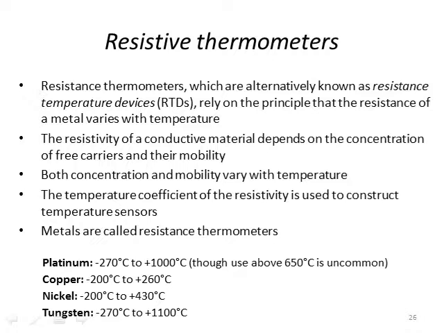Another type of sensor is called a resistive thermometer. These are also called resistance temperature devices, RTDs. They rely on the principle that the resistance is a function of temperature. So the resistivity of the material, which depends on the concentration of free carriers and their mobility, etc., is a function of temperature. Typically we use materials like platinum, which is quite a good one, copper, nickel, and tungsten.